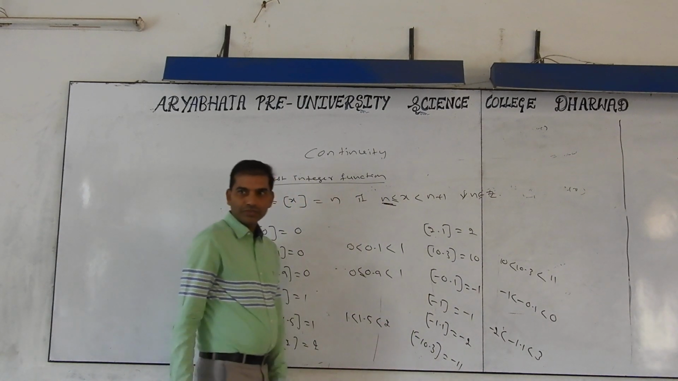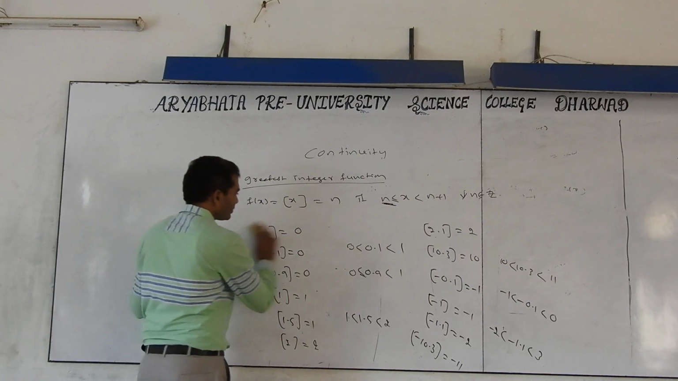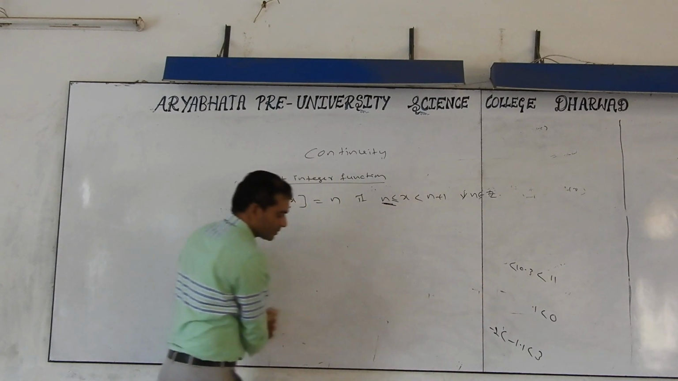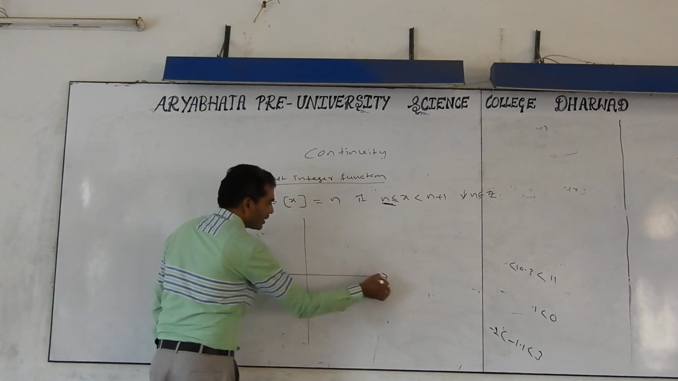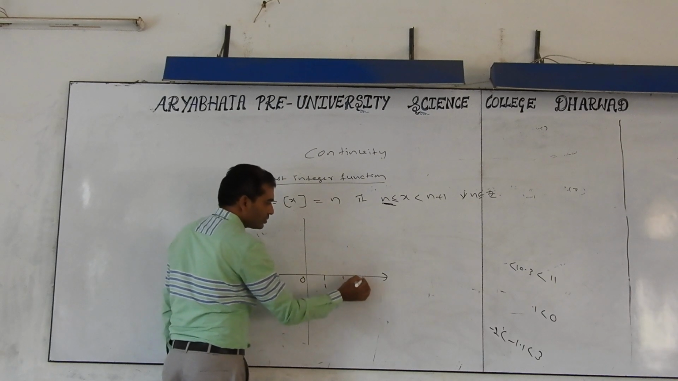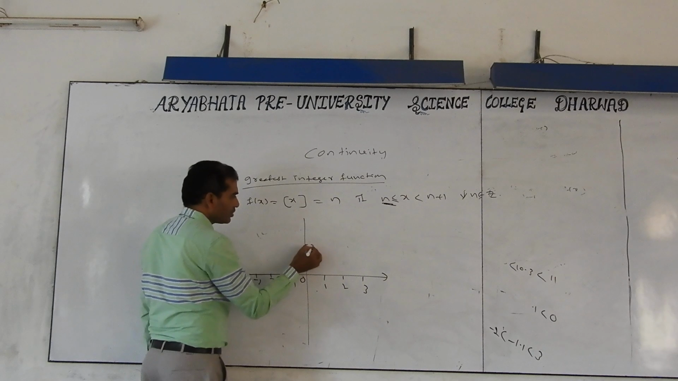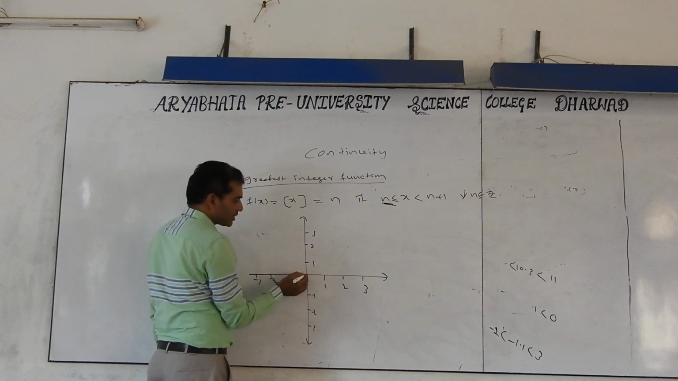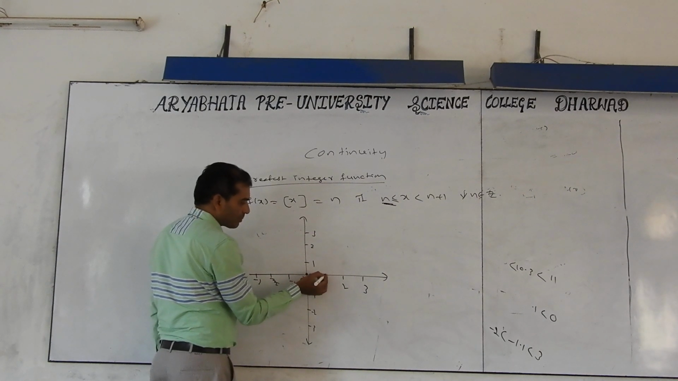Minus 11. Okay. If you draw the graph of the step function, it should look like steps here. 0, 1, 2, 3, minus 1, minus 2, minus 3. Step of 0 is 0. Step of 0.1 is 0, 0.2 is 0, 0.9 is 0. Step of 1 is 1.